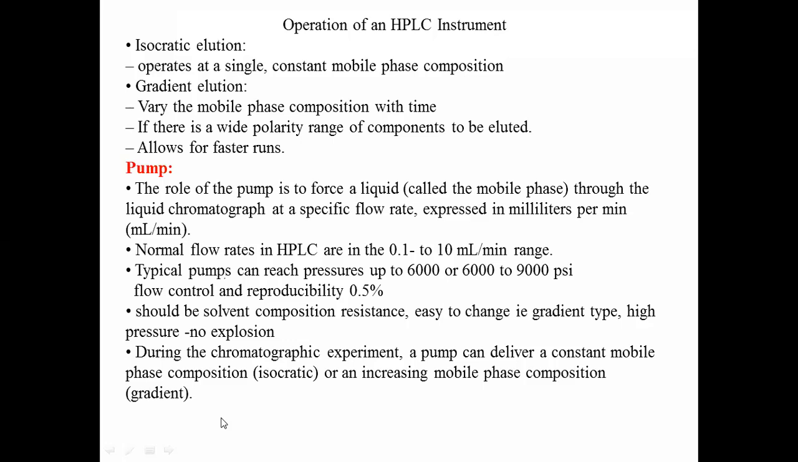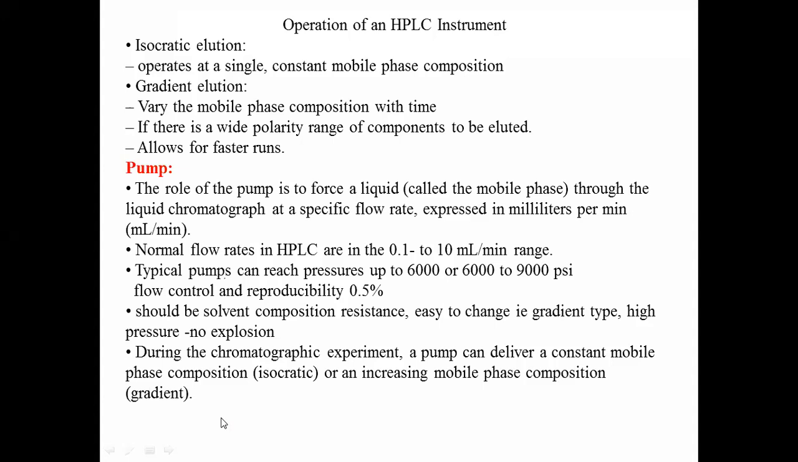What about the flow rate? What about the pressure? So here, the flow rate should be a controlled, specific one, expressed in milliliters per minute. Then second, the normal flow rates in HPLC are 0.1 to 10 ml per minute. Generally, the flow rate is maintained in the HPLC system around the 0.1 to 10 ml per minute range.